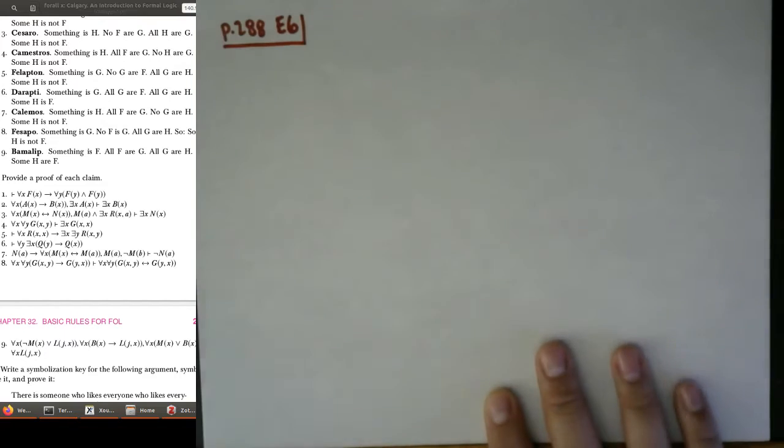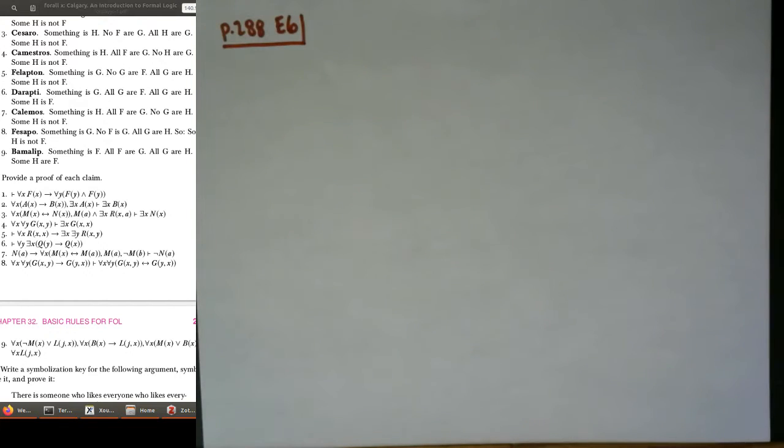Okay, I'd like to do page 288, problem E6. For this problem, if you look at it, I assigned E5, so E6 is very similar. It just has this symbol. Remember, that symbol means prove. And it means prove with no assumptions, because there's nothing to the left of the symbol, just this formula.